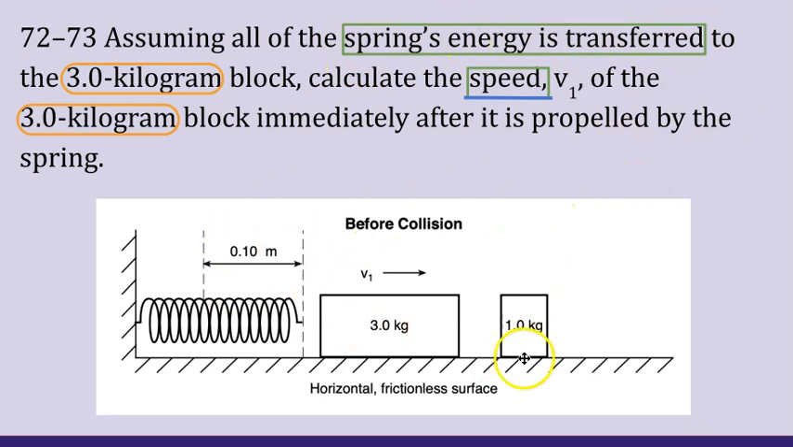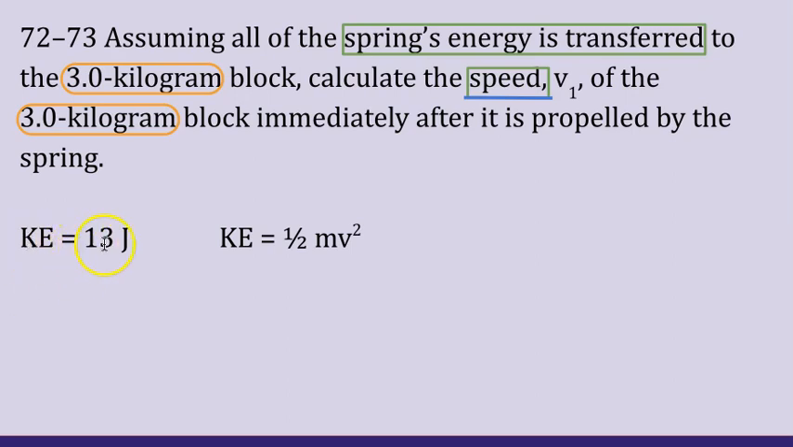If we look at this diagram, basically when the spring's energy is being transferred, that means we started with a certain amount of potential energy. Specifically, we started with 13 joules. All of that energy is being transferred to the block in the form of kinetic energy. And I know it's kinetic energy because kinetic is related to motion, and they're talking about speed of the block. So I put a box around this phrase because that gives me information about how much kinetic energy I have. So I have 13 joules of kinetic energy. And since I know the kinetic energy and I know I'm looking for speed, this is definitely the formula I'm going to be using.